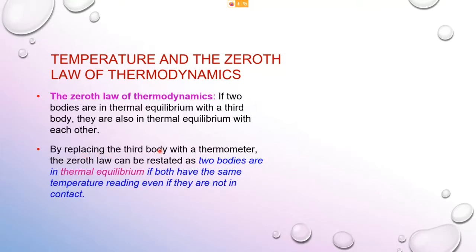Now, by replacing the third body with a thermometer, if you have a thermometer placed in between both objects, the zeroth law can be restated as: two bodies are in thermal equilibrium if both have the same temperature reading, even if they are not in contact.